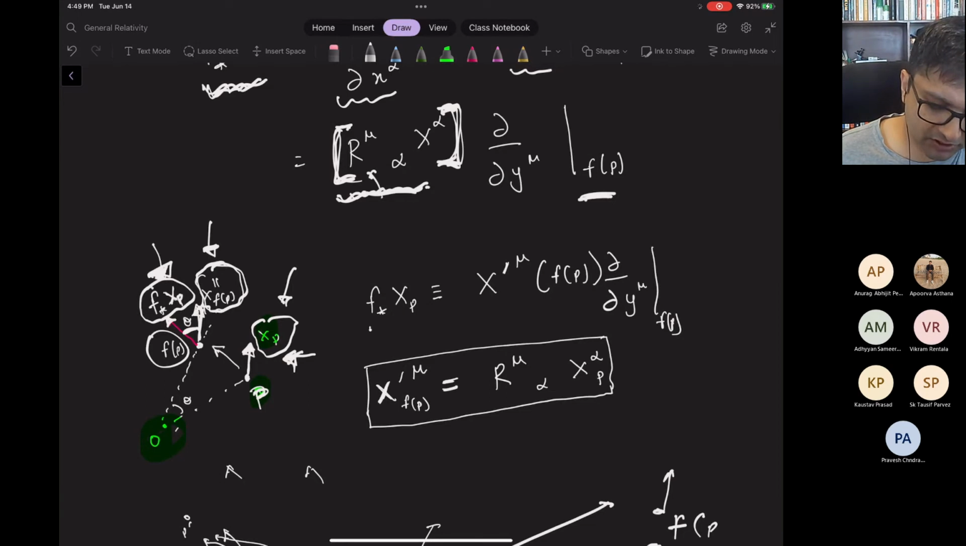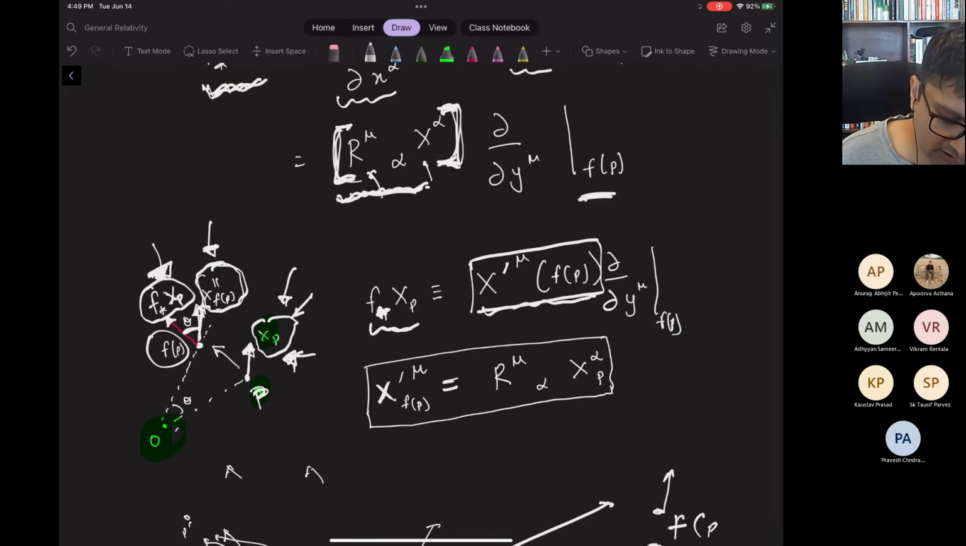So this f star of xp, which is the push forward, I can think of it as having some components x prime mu at f of P, times partial y. These components x prime are related to the original components x of this vector as x prime mu at f, which are coordinates at f of p, are equal to r mu alpha x alpha.